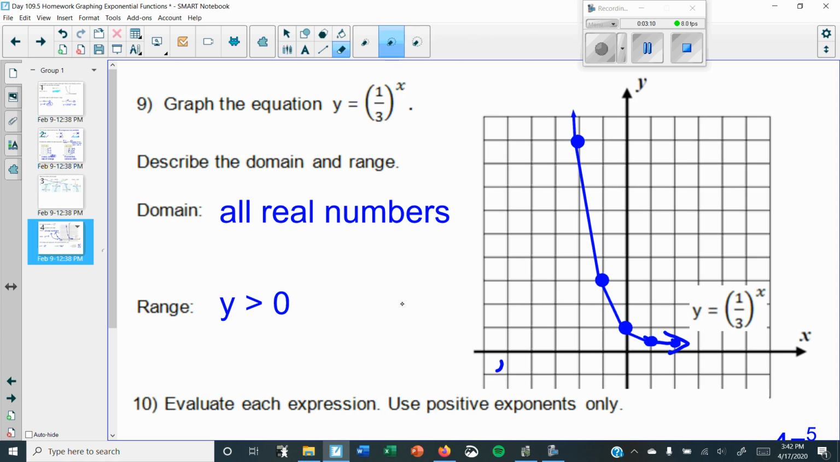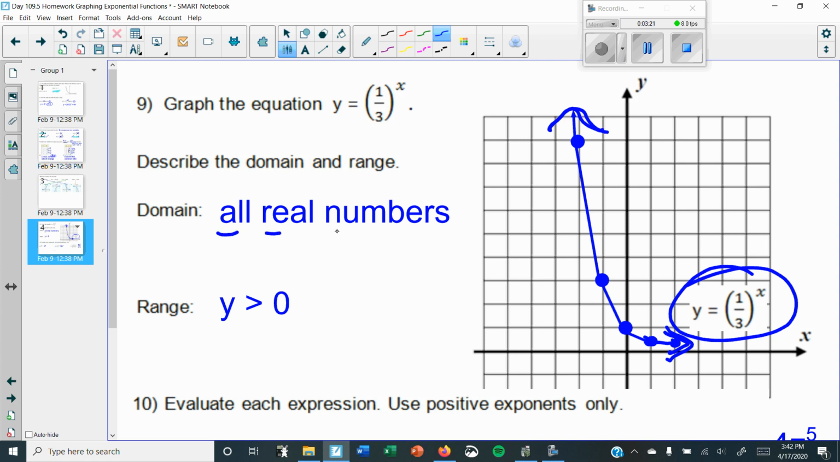Okay? So, you're going to put arrows in both directions. You need to have arrows. You need to label your equation. And then since there's arrows in both directions, you're going to write all real numbers. Now, the range is probably the hardest part.